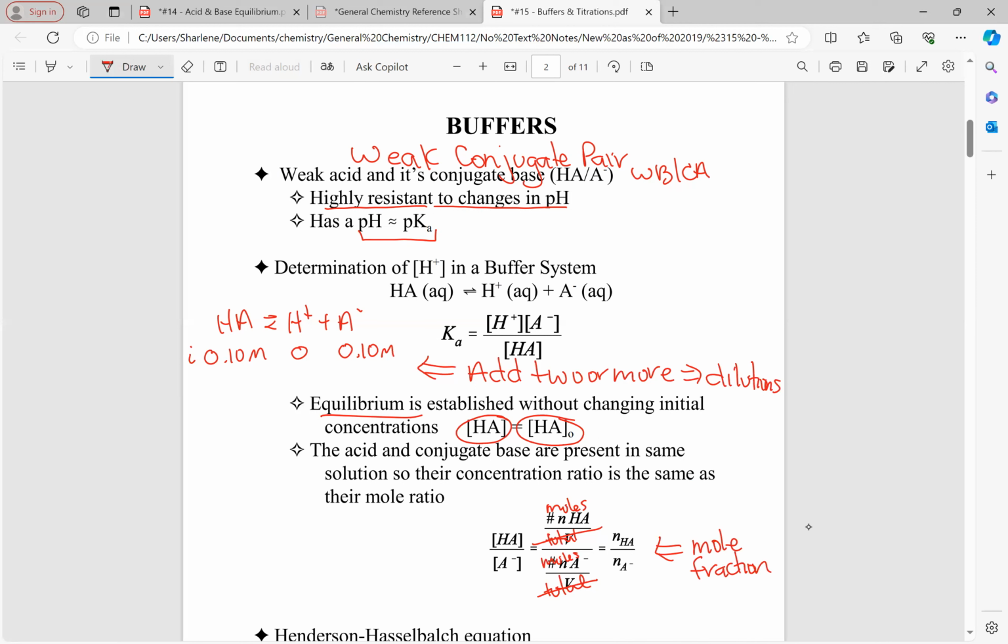of the weak acid conjugate base pair, because the volumes are always going to be the same. If you combine them together, their total volume is always going to be identical. So if you divide one thing by another, that part's just going to go away. And so basically I have the mole fraction.